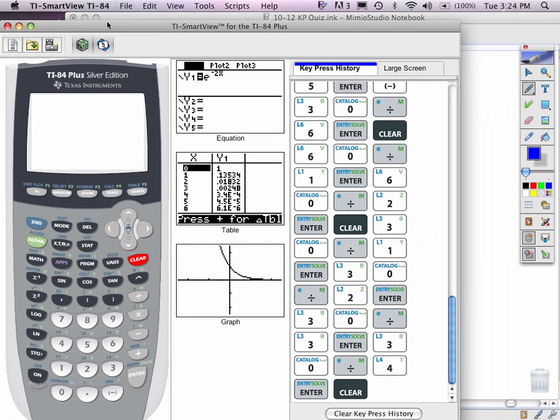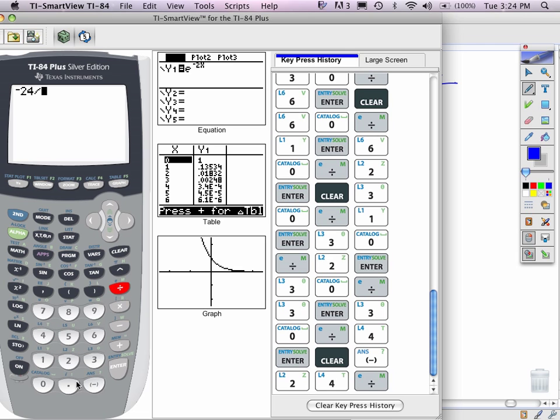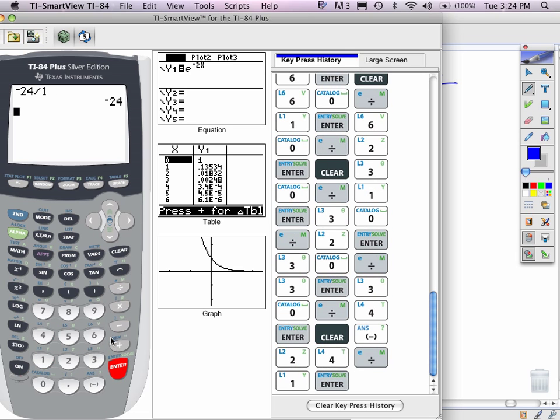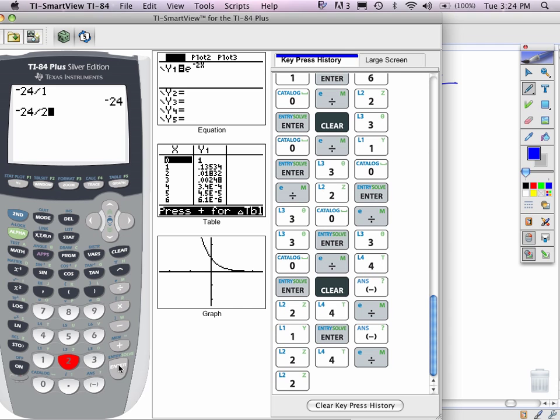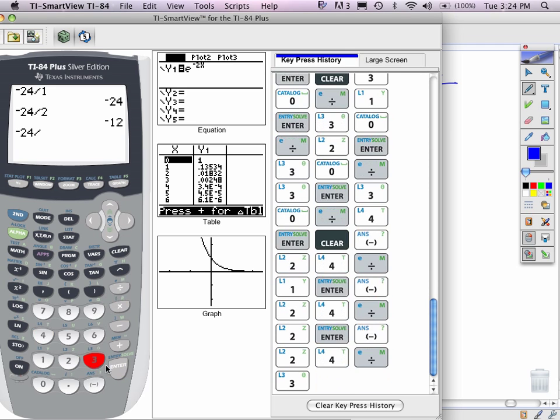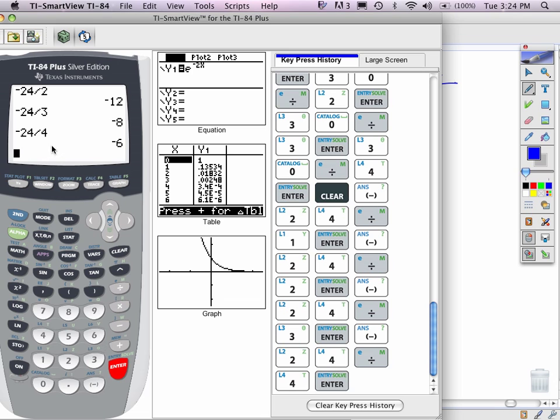And so for negative 24, I'm going to type in negative 24 divided by 1. And so my first factor pair is 1 and negative 24. So then I'm going to go negative 24 divided by 2. I get 2 and negative 12. Negative 24 divided by 3, 3 and negative 8, and negative 24 divided by 4, I get negative 6. Now 5 will give me a decimal, so I don't want to use it. And then 6, I've already got a 6, so I don't need it again.